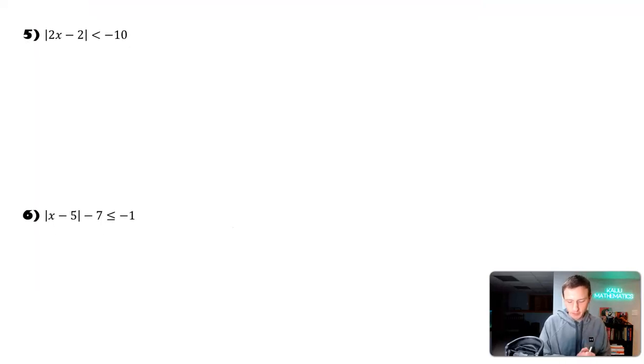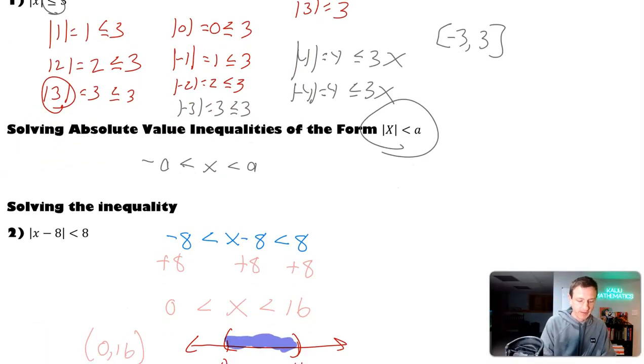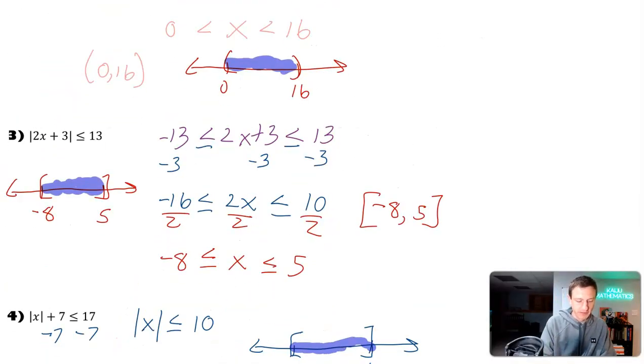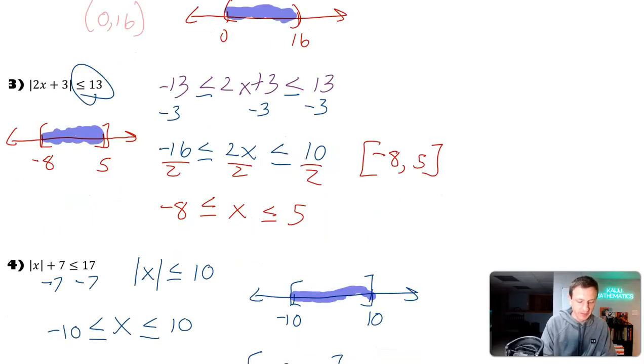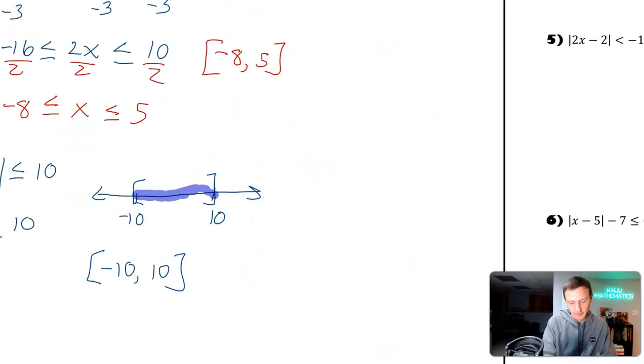So now we're looking at a couple different potential scenarios. On this next one, we have the absolute value of 2x minus 2 is less than negative 10. So less than negative 10. Thinking about this, on the last couple examples we had less than positive 8, less than or equal to 13, less than or equal to 17. So we're dealing with positive values.